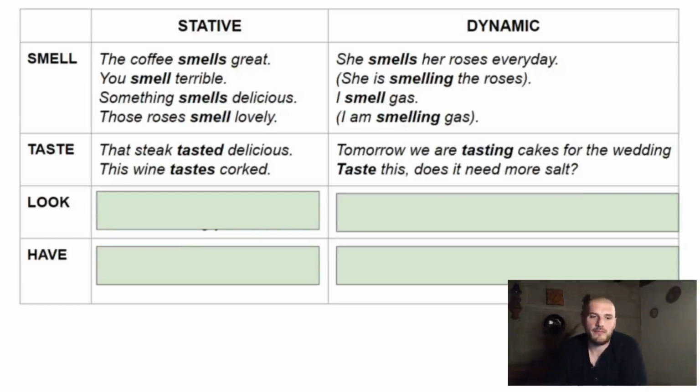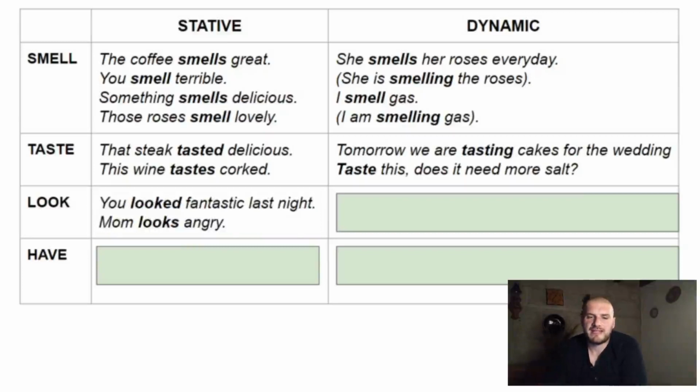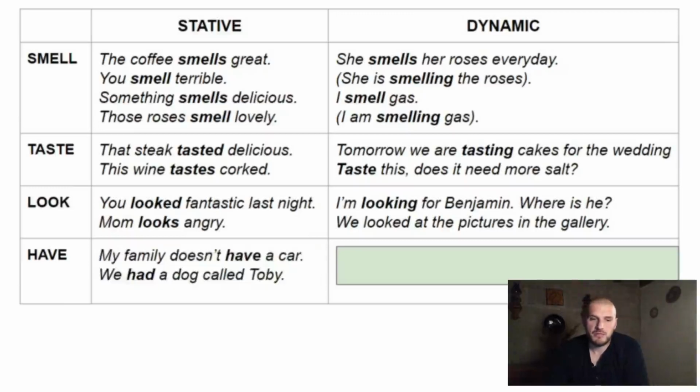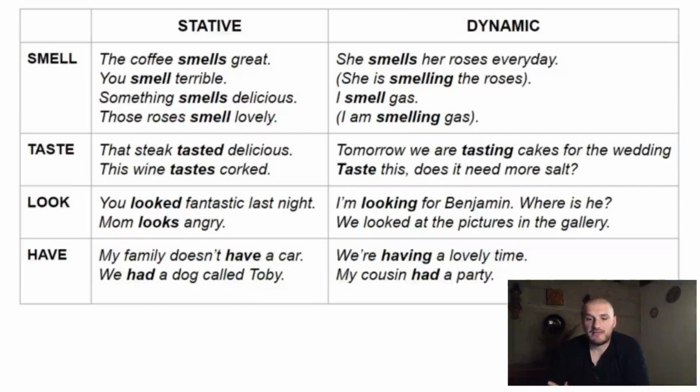Look as a stative verb. You looked fantastic. Mom looks angry. We're talking about physical appearance, right? And then look as a dynamic verb is actually looking for, looking at something, right? I'm looking for Benjamin. Where is he? We looked at the pictures in the gallery. Okay? Have as a stative verb, we're talking about possession. My family doesn't have a car. We had a dog called Toby. And then for dynamic, have, you could, for example, be having a party. We're having a lovely time.